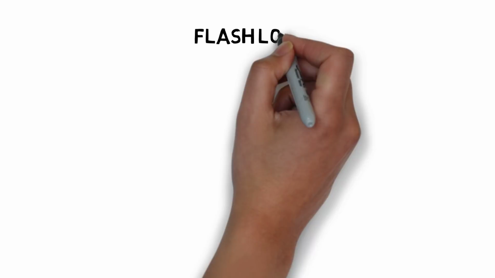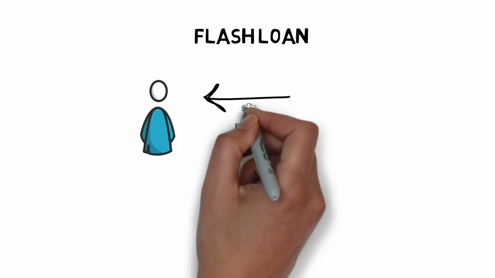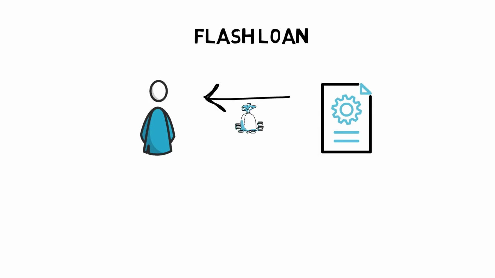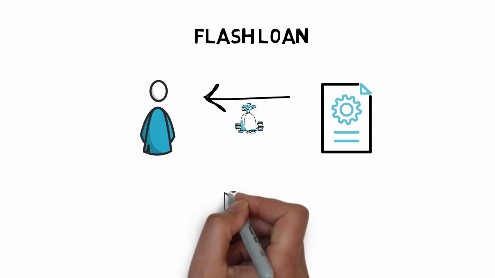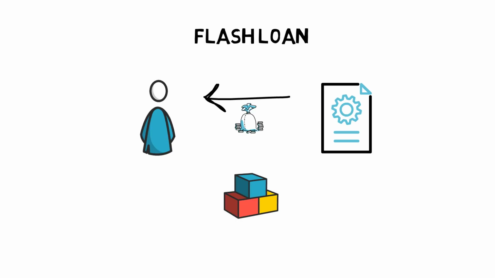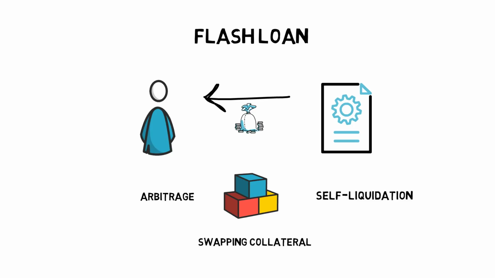A flash loan is a feature that allows you to borrow any available amount of assets from a designated smart contract pool with no collateral. Flash loans are useful building blocks in DeFi as they can be used for things like arbitrage, swapping collateral, and self-liquidation. Flash loans, although initially introduced by the Marble protocol, were popularized by Aave and dYdX.